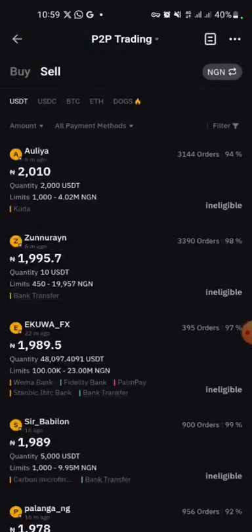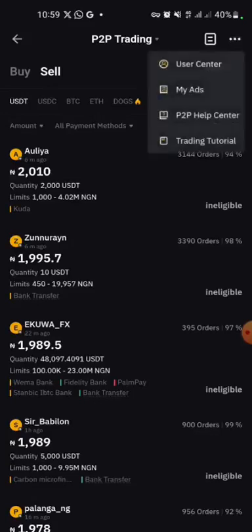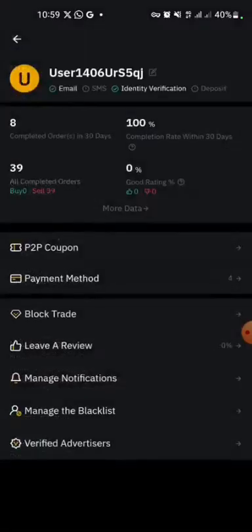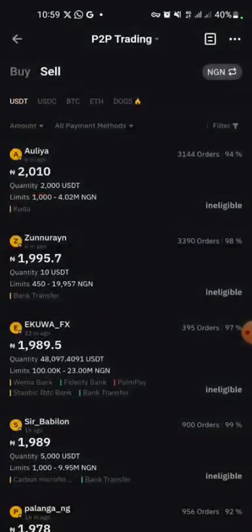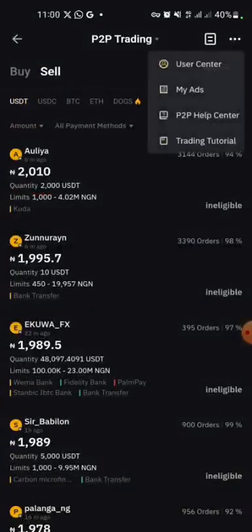But before you go ahead, I've already set up my bank details to receive the money, right? Okay, let's say User Center. So this is what I did. I selected these 3 horizontal dots at the top right here and selected User Center.